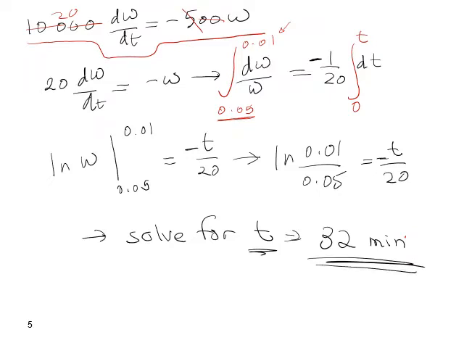It will take 32 minutes for the concentration of methanol in the tank to drop from 5% methanol to 1% methanol.